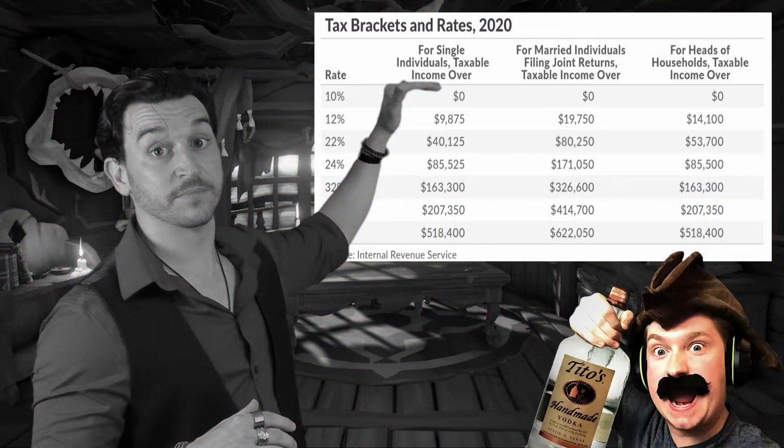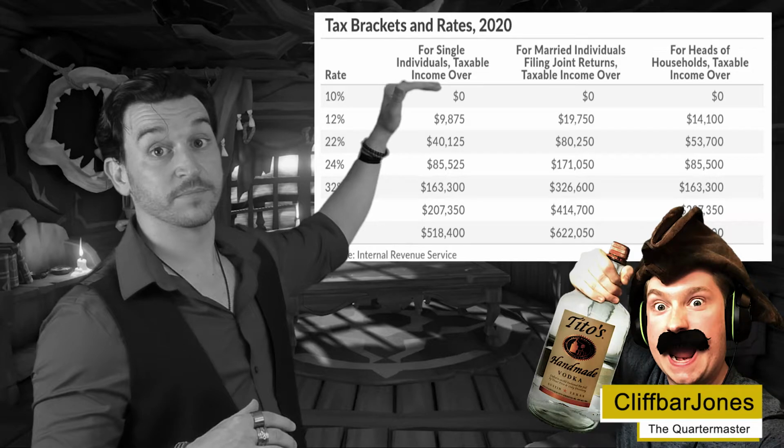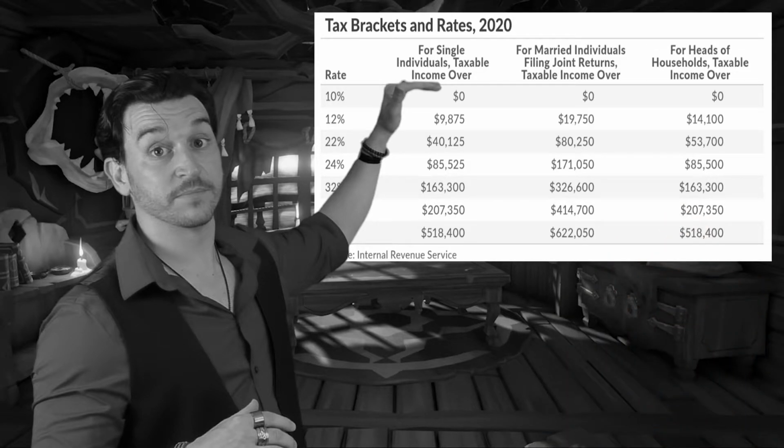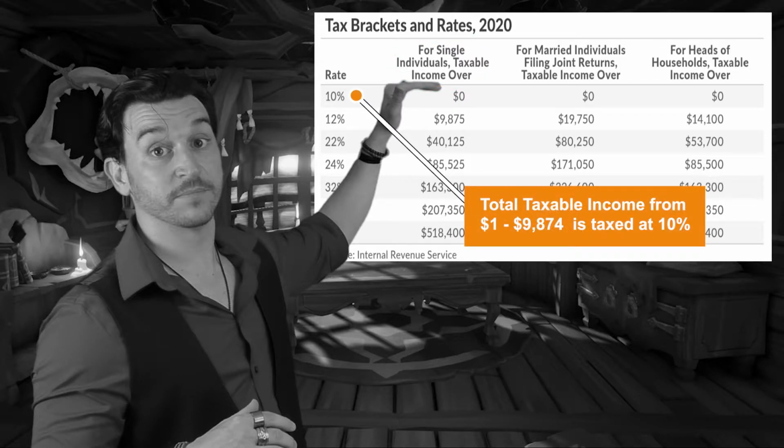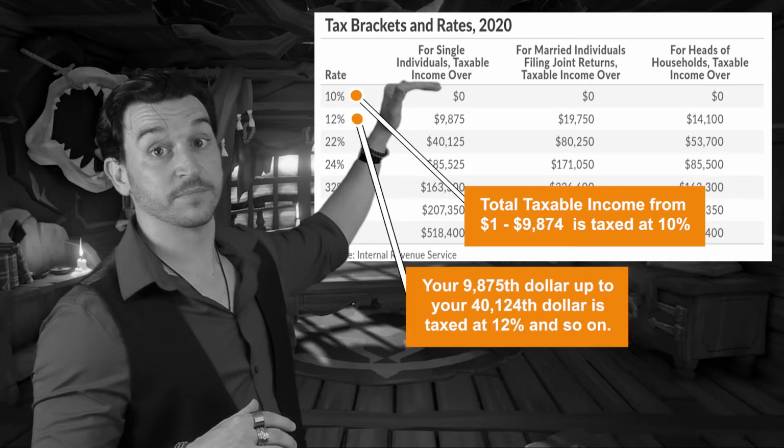Ladies and gentlemen, this is your quartermaster speaking. The captain misspoke when he said 0%. He meant to say 10% is the first tax rate, as shown here. Here's an example. In 2020, if you are a single individual and have $10,000 of total taxable income, then your first dollar up to the $9,874th is taxed at the 10% rate. Only the remaining $126 are taxed at the 12% rate, and not the total amount. And now I'll let the captain finish the rest. Have a great day.